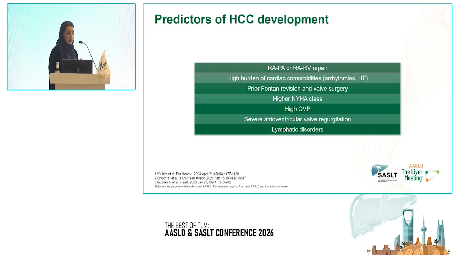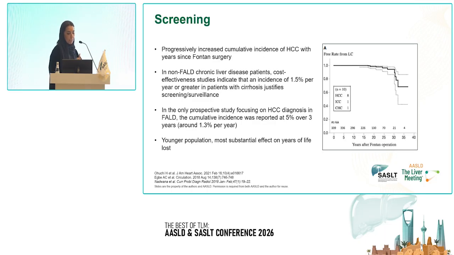So patients that have had to have valve repairs, they have a higher cardiac burden of comorbidities like arrhythmias, heart failure. They've required prior Fontan revisions. They have higher New York Heart Association class, higher CVP, atrioventricular regurgitation, and then lymphatic disorders as well. So generally a sicker population from a cardiac standpoint.